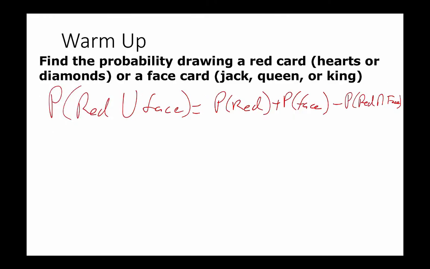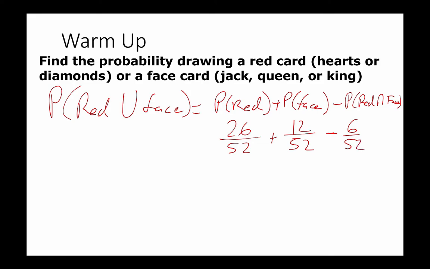So red cards, there are a total of 26. Now I'd strongly suggest you leave these unreduced, because half the deck is red cards. Then face cards, there are 3 in each suit, so that means there are 12 total if you're just doing jack, queen, and king. We're not including aces out of the 52. And of those face cards, 6 of them are red, so we have 6 out of the 52 red face cards.